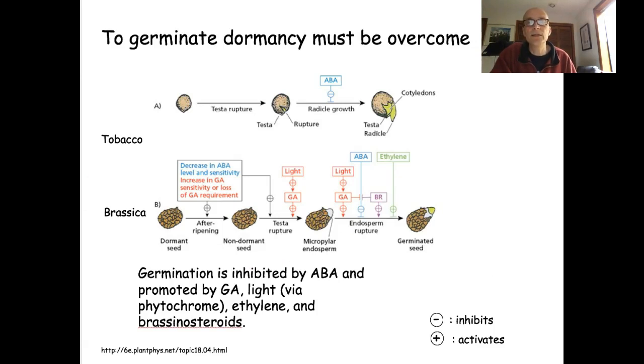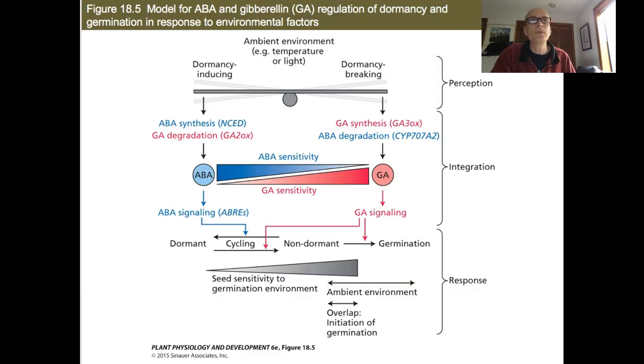So germination is inhibited by ABA, and it's promoted by gibberellic acid, by light via phytochrome, by ethylene, and by brassinosteroids. Okay, so your book has this model, and I kind of like this model. It shows that things are fluid, and they're really not like a light switch, toggled on or off, but it's more like a seesaw here, right? It can go a little bit more in this direction, or a little bit more in that direction. It can go up and down, and in fact, it can go back and forth a little bit depending on environmental conditions. So let's walk through this and see if we can understand.